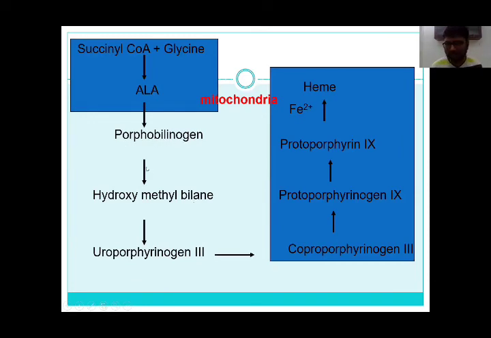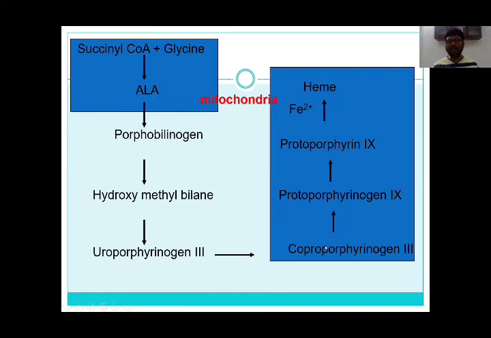This reaction will always be followed by the action of UPG3 co-synthase, which will cyclize the hydroxymethylbilane to form uroporphyrinogen 3. Next, the methyl acetic acid groups in uroporphyrinogen 3 will be converted to methyl groups by a decarboxylation reaction by the enzyme decarboxylase. So UPG3 decarboxylase will convert the UPG3 to CPG.